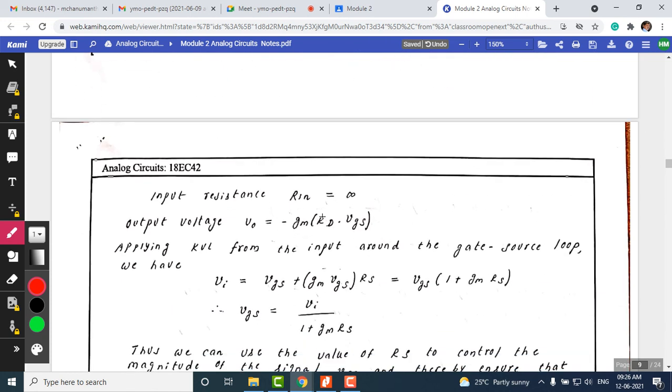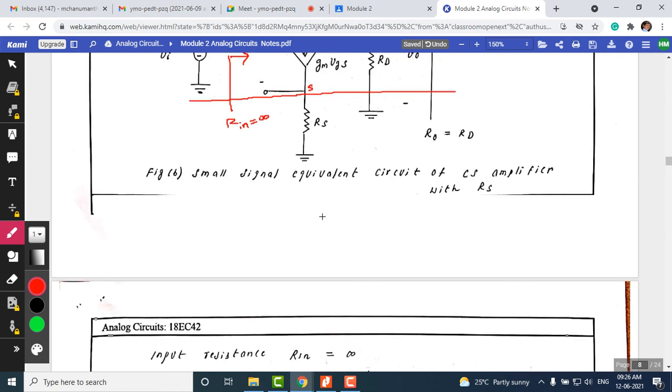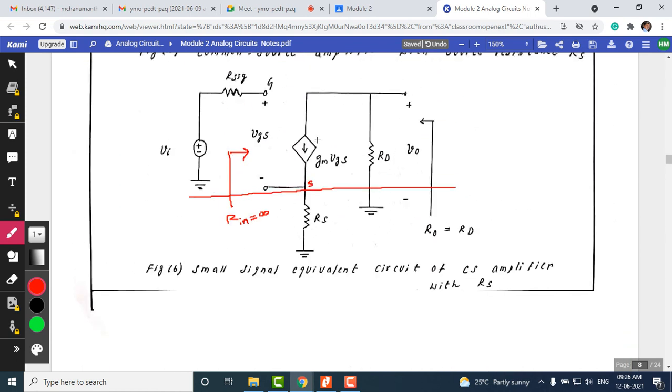Next, we can obtain the expression for the voltage gain. For that we need to write the equation for the output voltage. Look at the circuit and you can write the expression for the output voltage. Vo is nothing but a current times the resistance. This current is gm, and it is going away from the drain terminal, so it is negative.